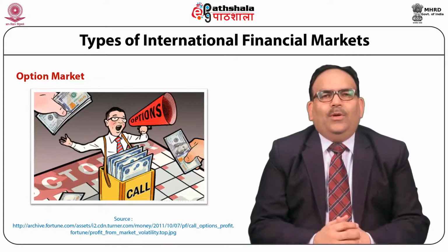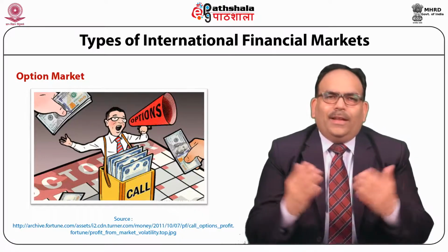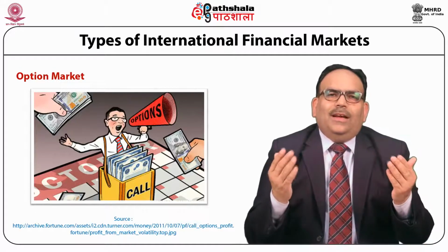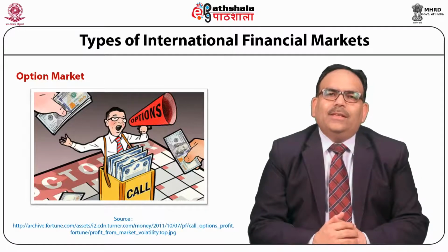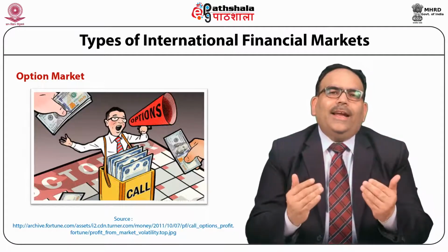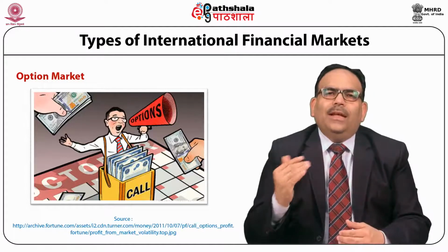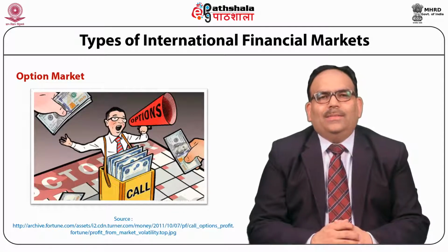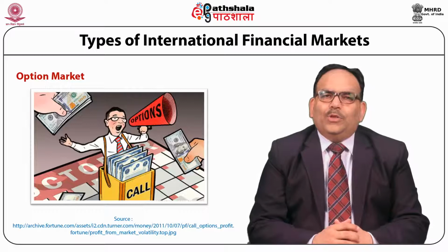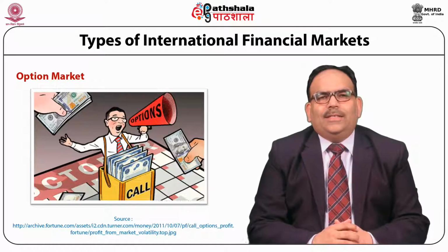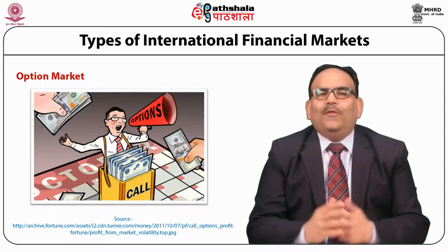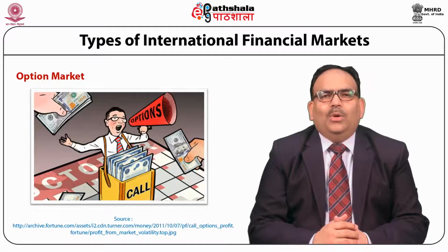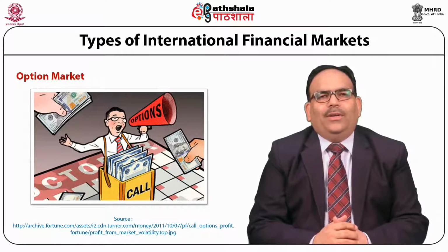There are two types of option contracts: American option and European option. American options are the contracts in which the buyer of the option has the right to exercise his option at any time before the maturity date of the contract. On the other hand, European options are the contracts in which the buyer of the option can only exercise his option on the maturity date of the contract.